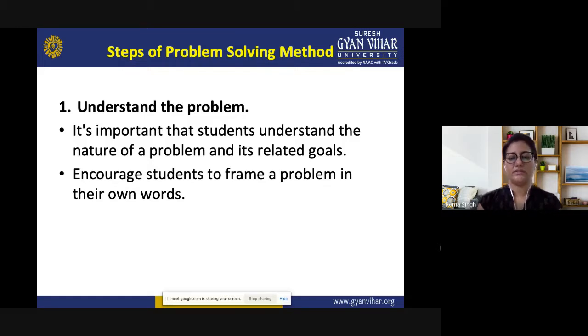And the first step is understanding of the problem. It's important that students understand the nature of the problem, what goal they have to achieve, and what problem they have to solve. Encourage students so that they can frame the problem in their own words. They should not depend only on what you have told, but they should know that this problem needs to be solved and we need to understand it in our own way.